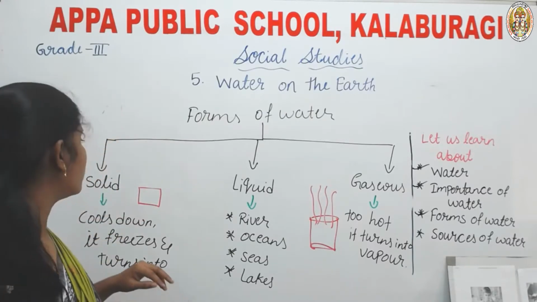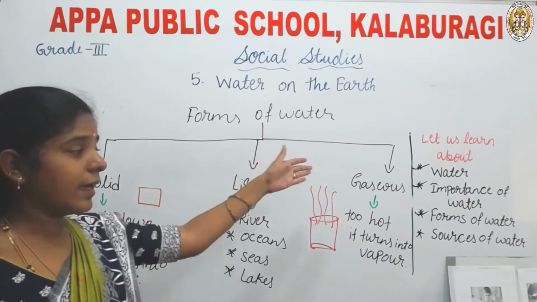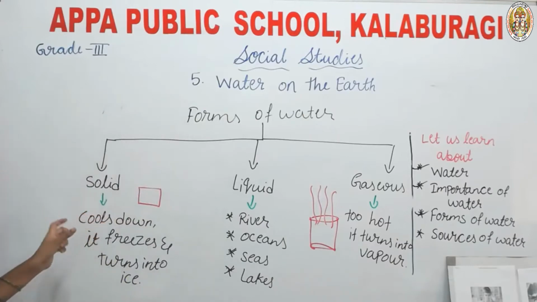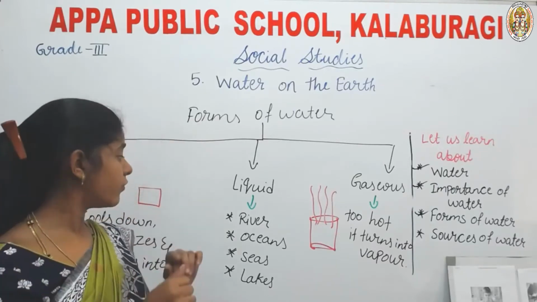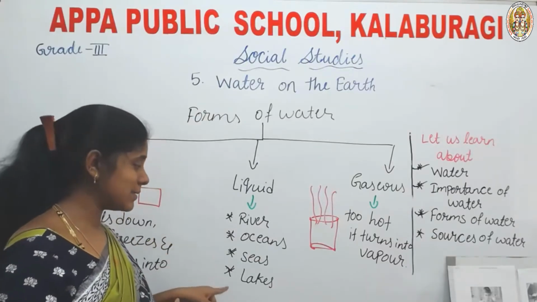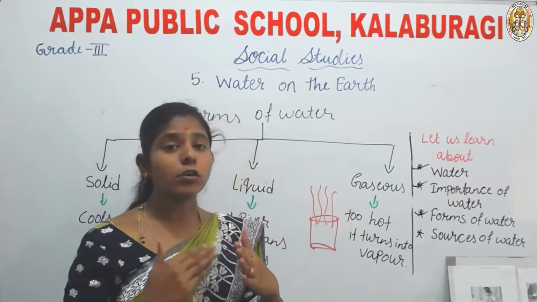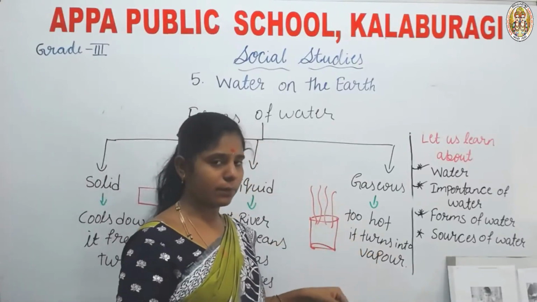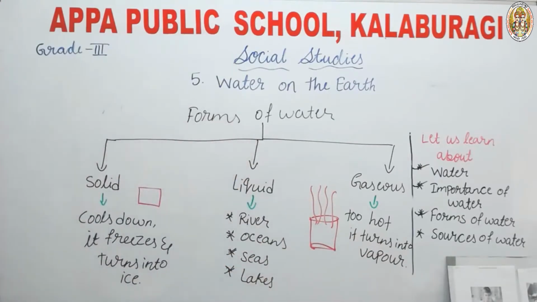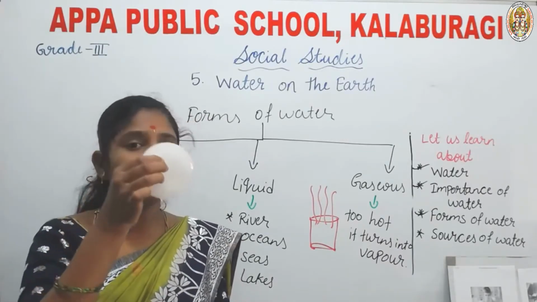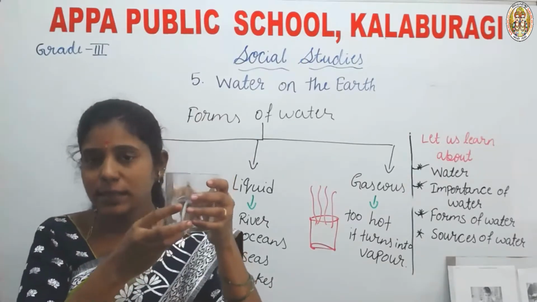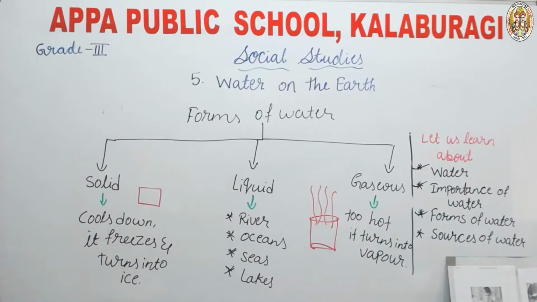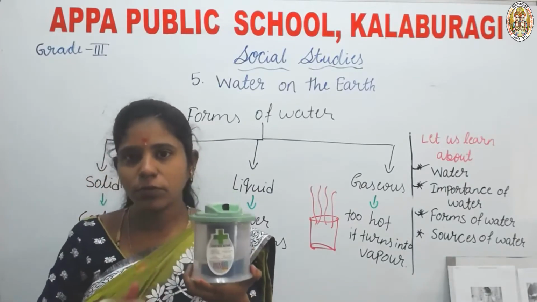We can see three forms of water: solid, liquid, and gaseous. Solid means when it cools down, it freezes and turns into ice. Liquid form, we get water from river, ocean, seas and lake. Gaseous form, when water becomes too hot, it turns into vapor. I already showed the examples. This is the solid form, this is the liquid form, and this one is the gaseous form.